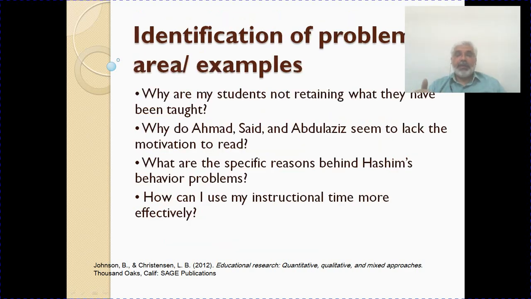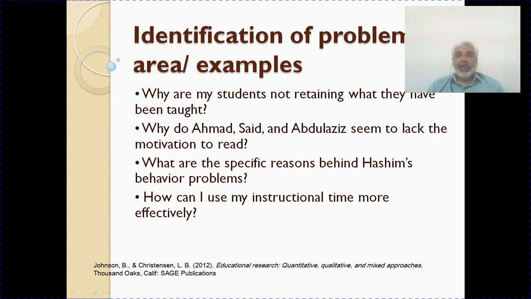These are some examples of questions that could be used or posed as problems or questions in action research. For example, why are my students not retaining what they have been taught? I'm teaching them, and I think I am very good at explaining everything. But when I ask them about the information, they forget. They simply forget. They are not keeping the information. Why? I would like to know why.